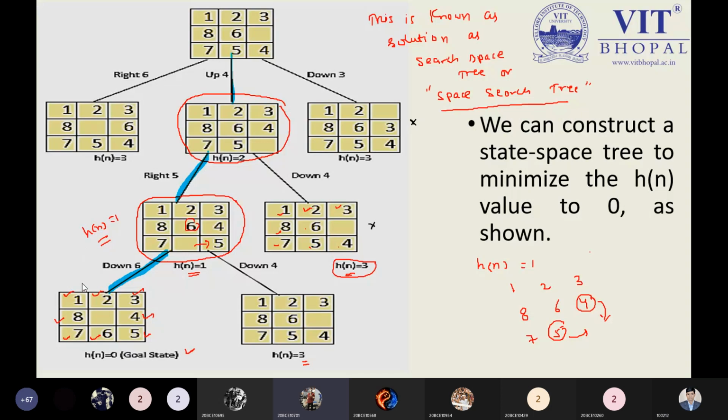Yes, sir. So it is seen from this example that in this state space tree, or search space tree, we can say that the goal state is minimized from h(n) equal to 3 to h(n) equal to 0. However, we can create and use several heuristic functions based on our problem as per the requirement.